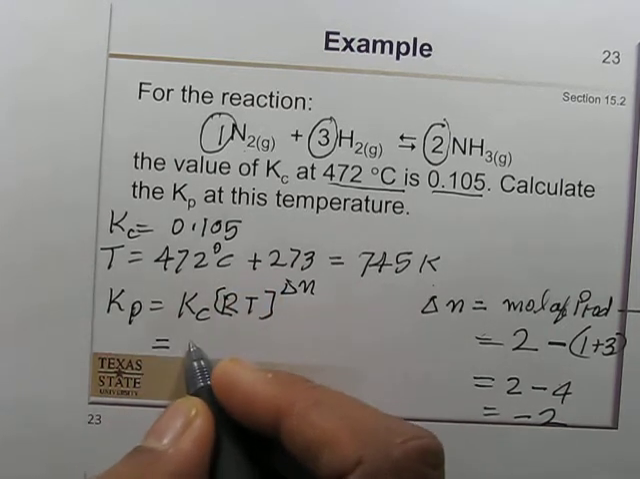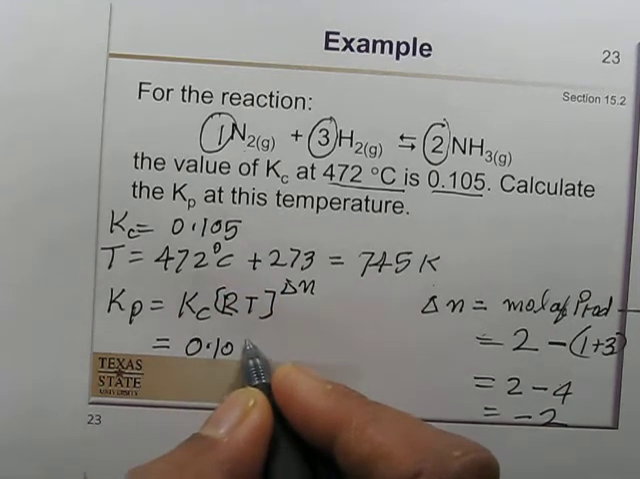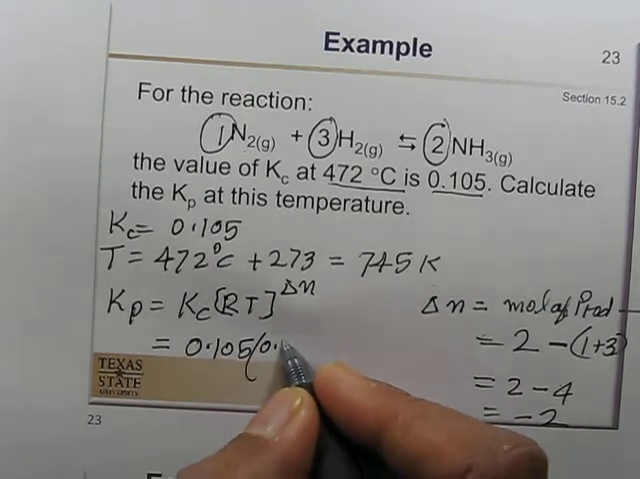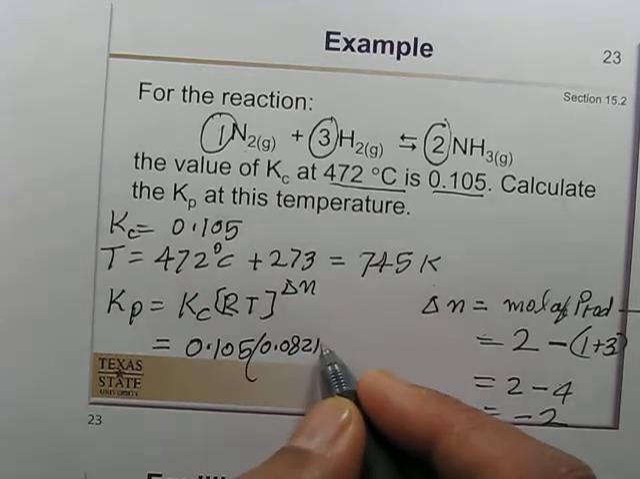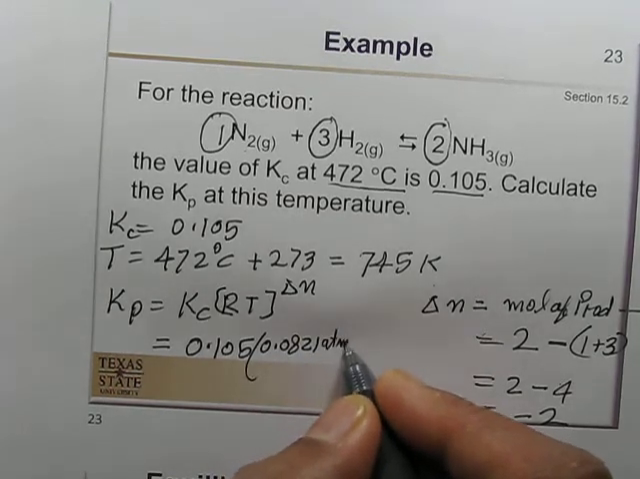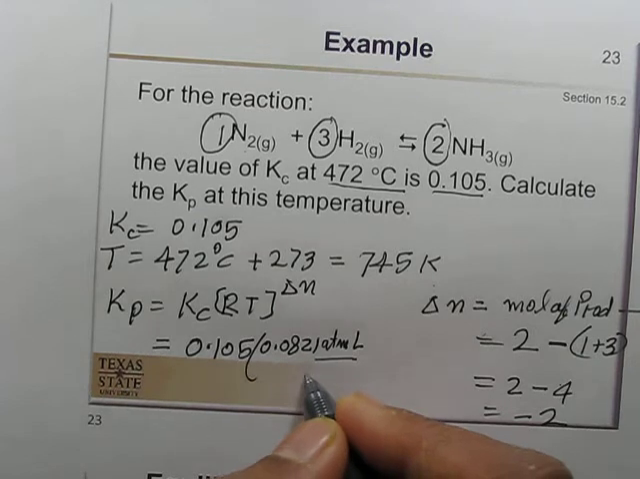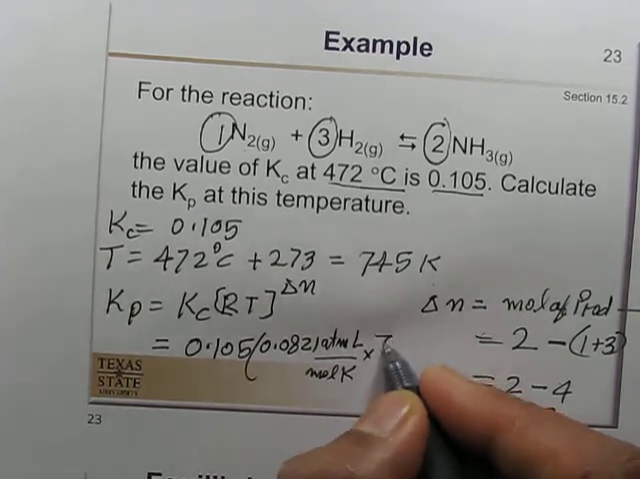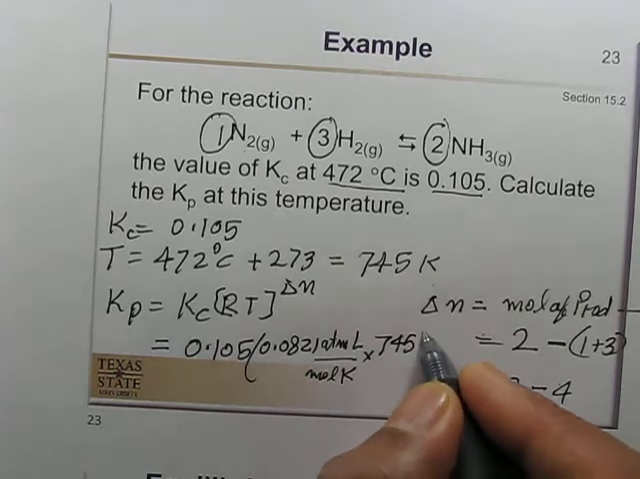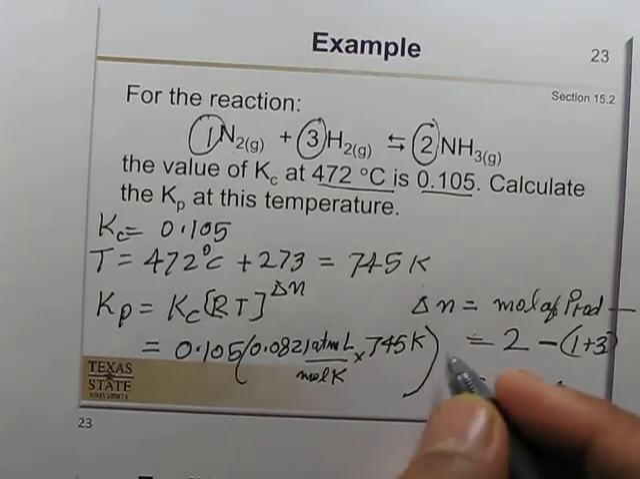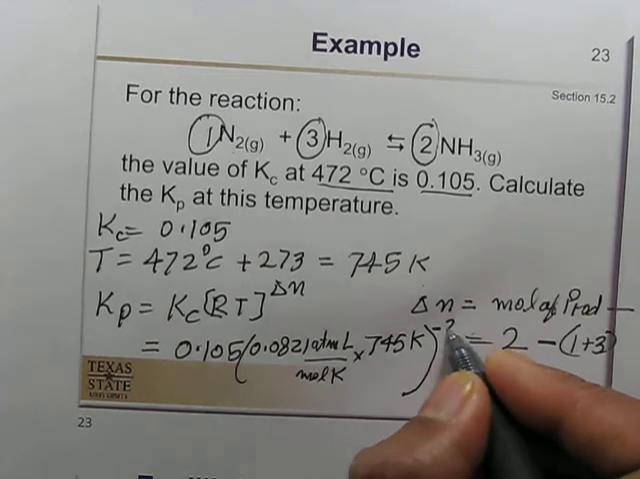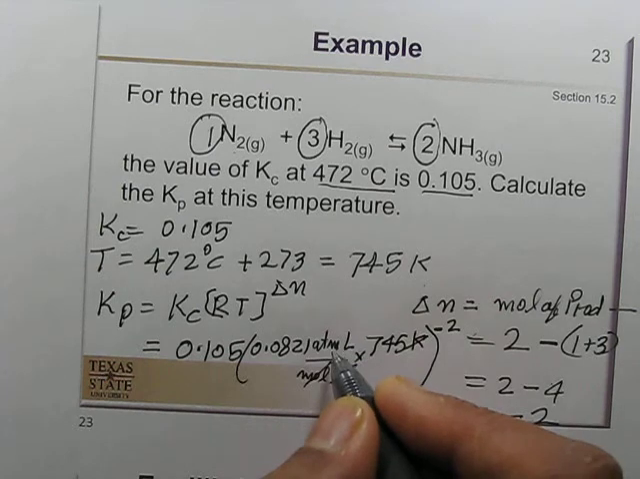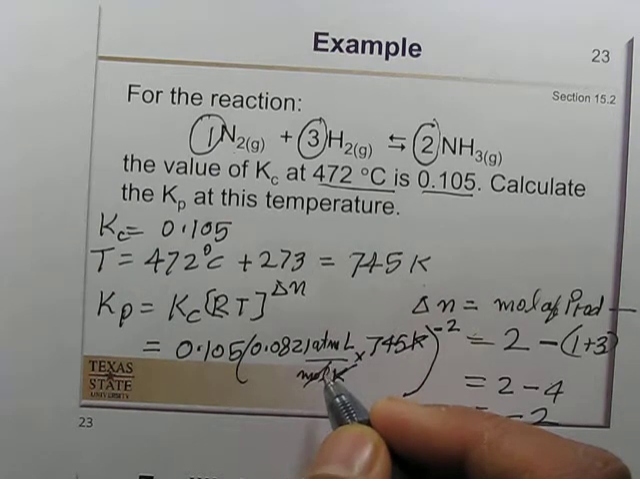Now we can place the values: 0.105, and then the R value is a constant, 0.0821 atmosphere liter per mole per Kelvin, multiplied by 745 Kelvin, and delta n is minus 2, so raised to the power minus 2. So Kelvin cancels out, and mole mole will remain here.